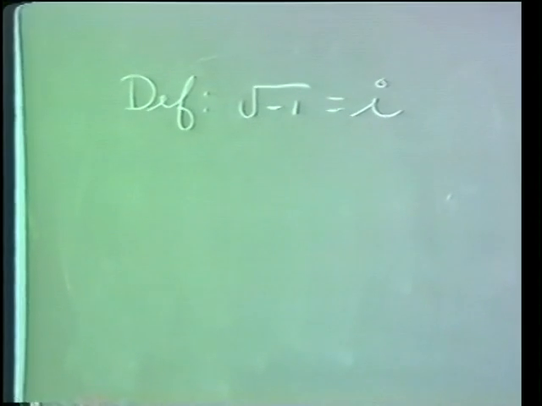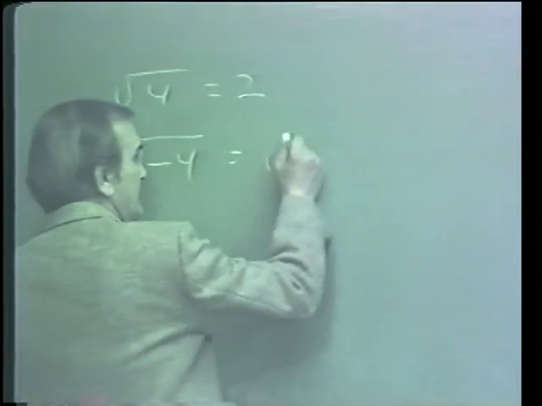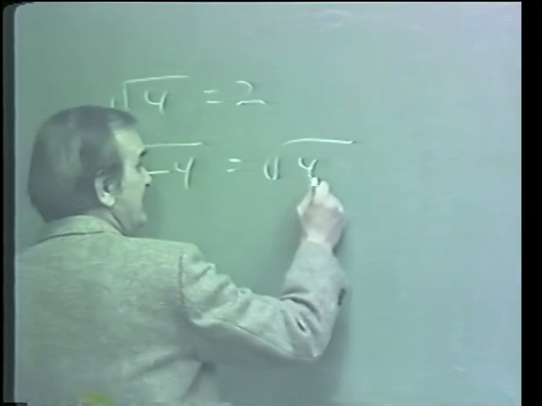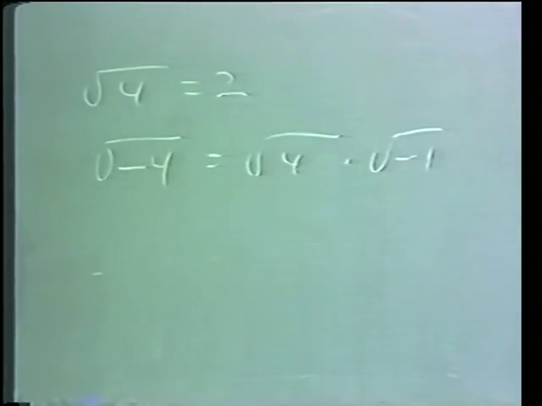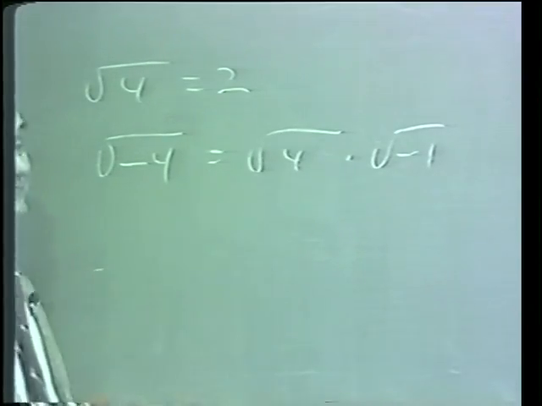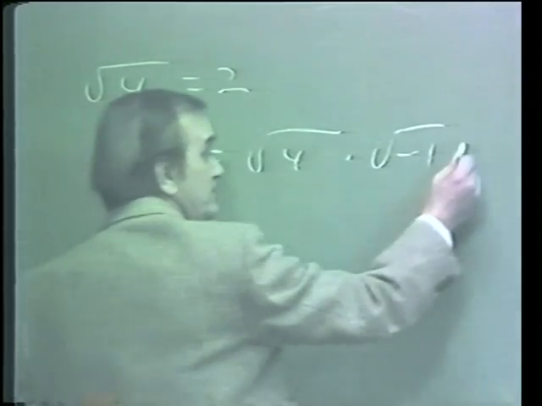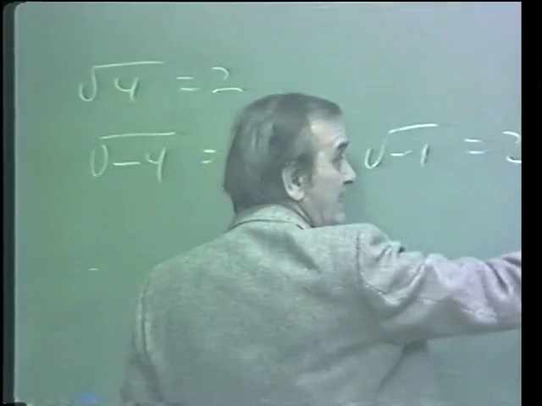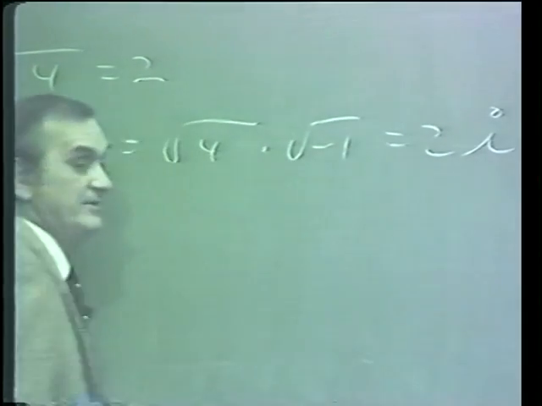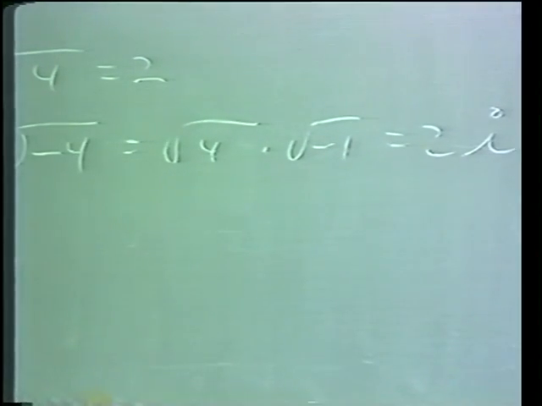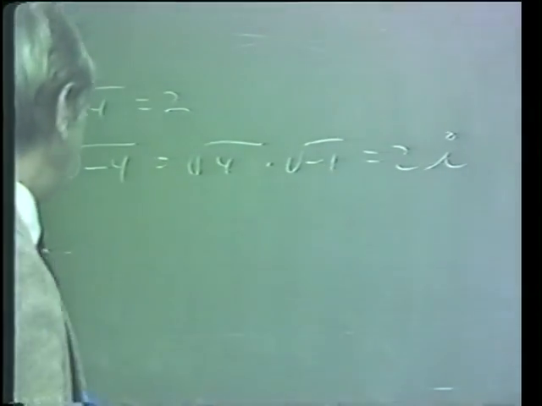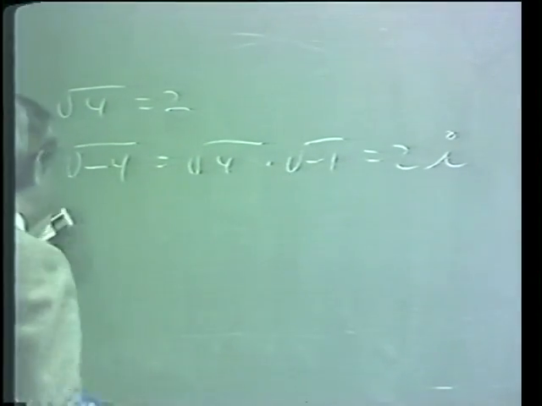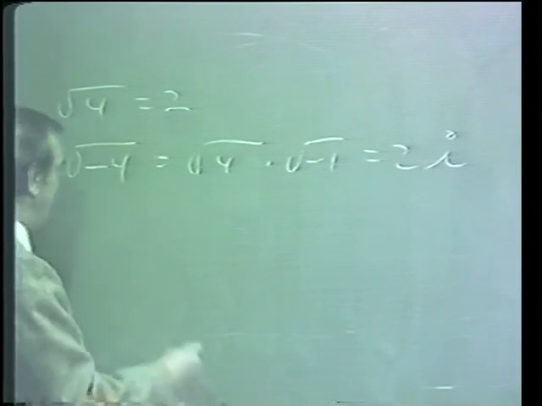So if I take a look at this particular problem, I have the square root of negative 4. Well, the square root of negative 4 is nothing but the square root of 4 times the square root of negative 1. But the square root of 4 is 2. The square root of negative 1 is i. So the square root of negative 4 is 2i. Seems complicated, but it's very, very trivial, as you'll find out.